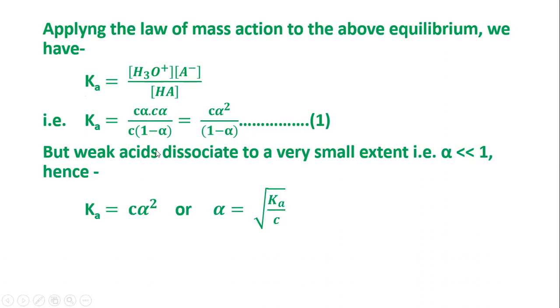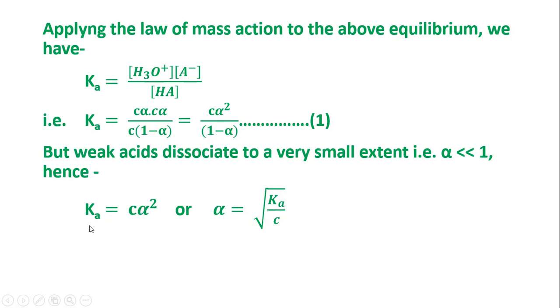Now here one important point is that weak acids have very small alpha. The value of alpha for a weak acid is much smaller compared to 1. Hence we can ignore alpha compared to 1. इसको अगर इग्नोर कर देंगे तो यहाँ पर सिर्फ 1 बचेगा. Anything divided by 1 is the same thing. So C alpha square divided by 1 will be equal to C alpha square, which is written here. So Ka is equal to C alpha square, and hence alpha square will be equal to Ka upon C.